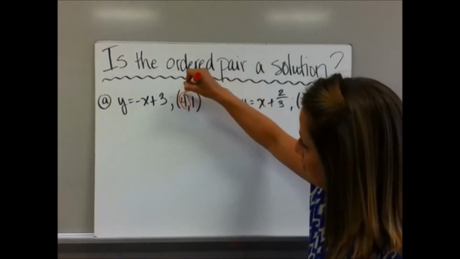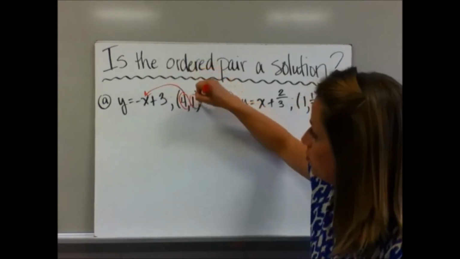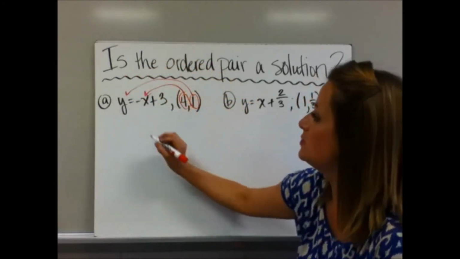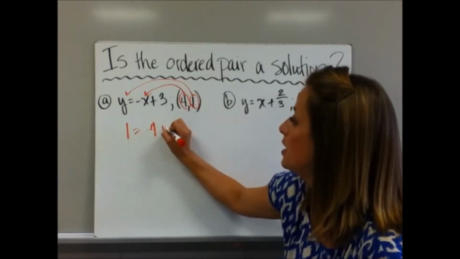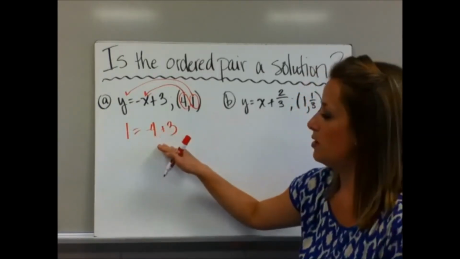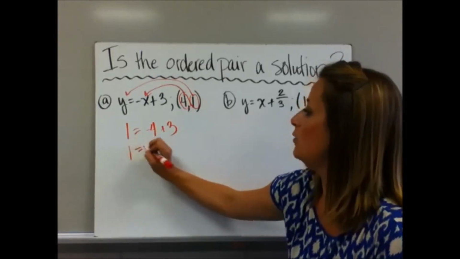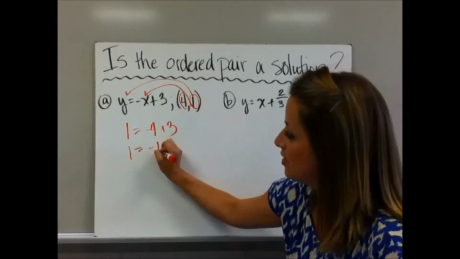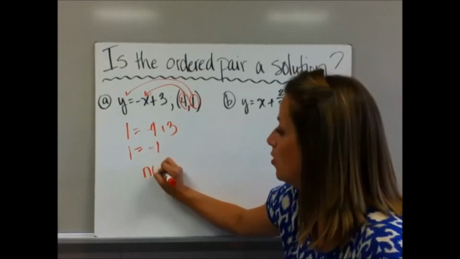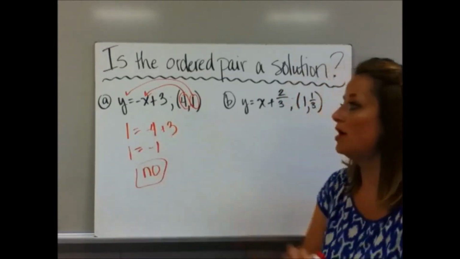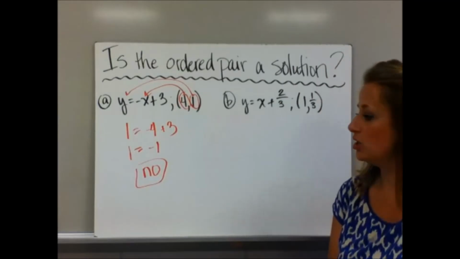So x is the 4, so that's going to go in for x. 1 is the y value, so let's plug those values in. 1 equals -4 plus 3. So simplify that down. 1 equals -4 plus 3 is -1. 1 does not equal -1, therefore no, 1 is not a solution to that equation.